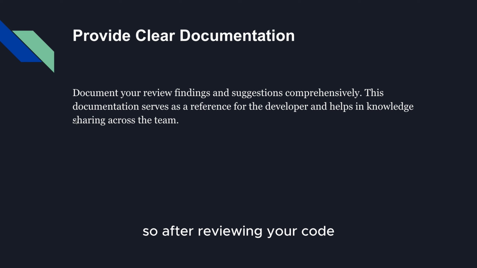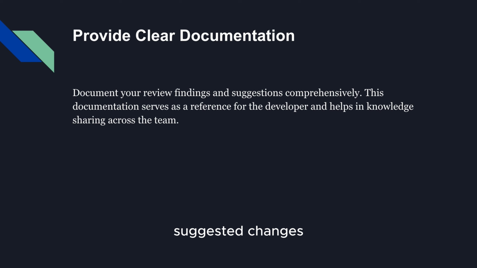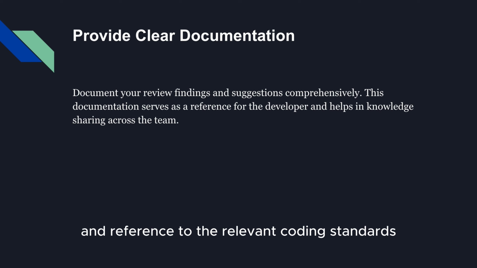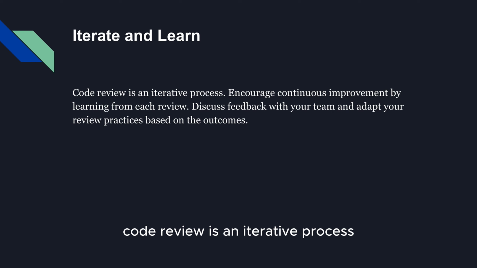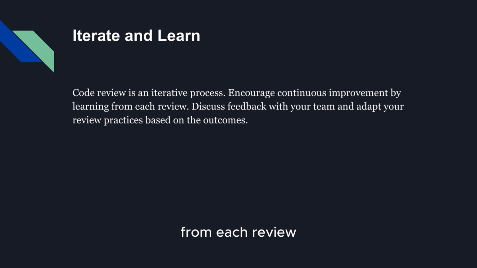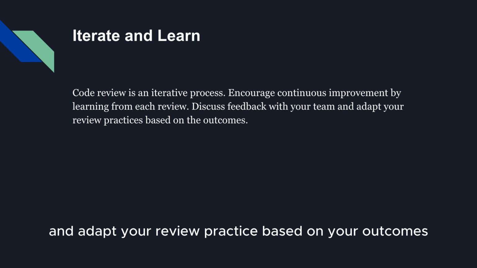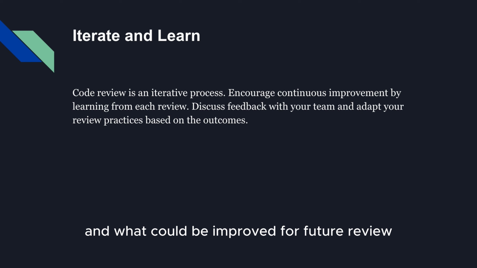So after reviewing the code, create a document that identifies your feedback, explanations for suggested changes, and references to relevant coding standards. This document can serve as a learning source for the developers. Iterate and learn. Code review is an iterative process. Encourage continuous improvement by learning from each review. Discuss feedback with your team and adapt your review practices based on your outcomes. After you complete the code review, hold a brief meeting to discuss the review process itself. Identify what went well and what could be improved for future reviews.